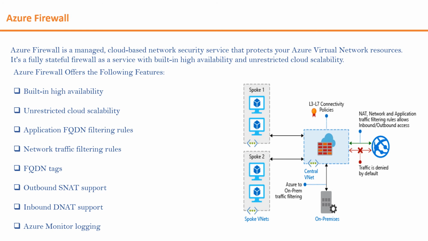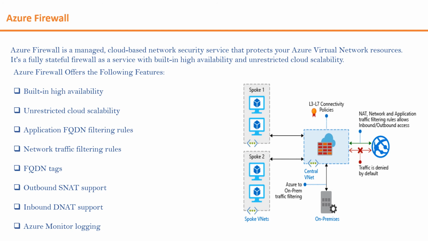Application FQDN filtering rules. You can limit outbound HTTPS traffic to a specified list of fully qualified domain names, including wildcards. This feature doesn't require SSL termination. Network traffic filtering rules. You can centrally create allow or deny network filtering rules by source and destination IP address, port, and protocol. Azure Firewall is fully stateful, so it can distinguish legitimate packets for different types of connections. Rules are enforced and logged across multiple subscriptions and virtual networks.